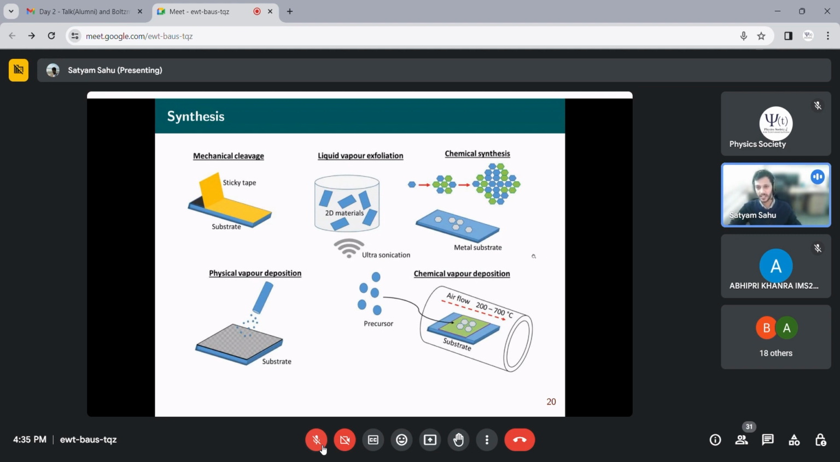Whereas the other three techniques, that is chemical synthesis, CVD, chemical vapor deposition, and physical vapor deposition, are mostly bottom up techniques, where you start with the atoms and then you create the monolayers of material systems.